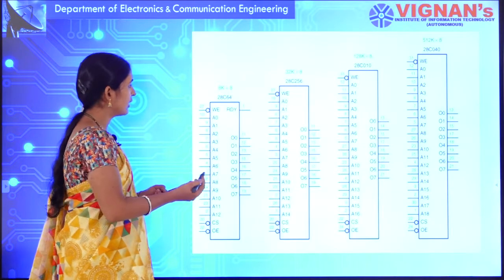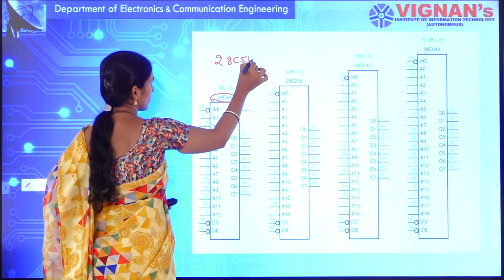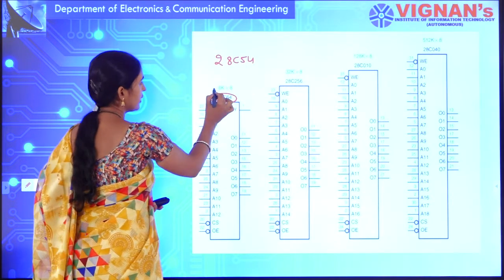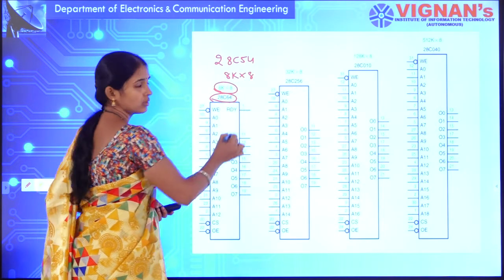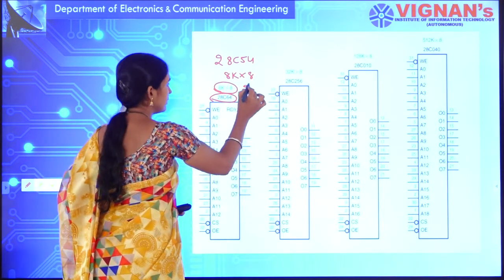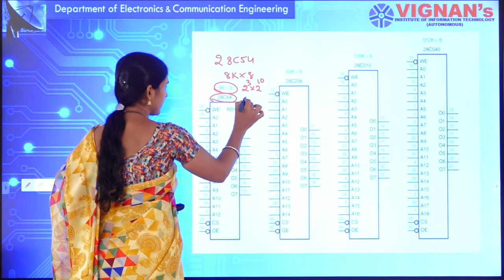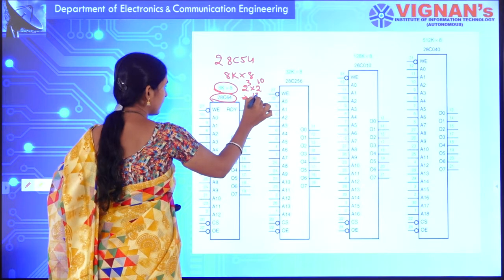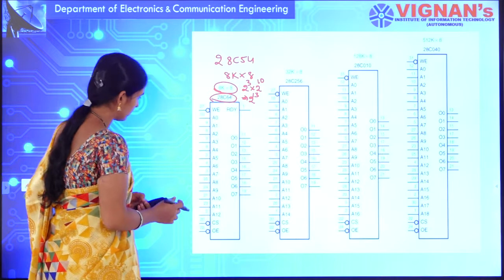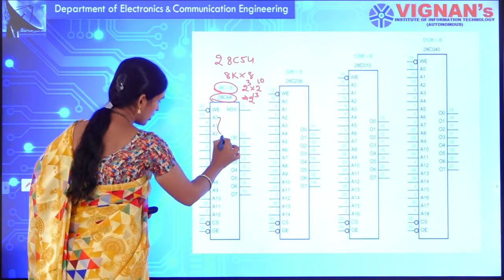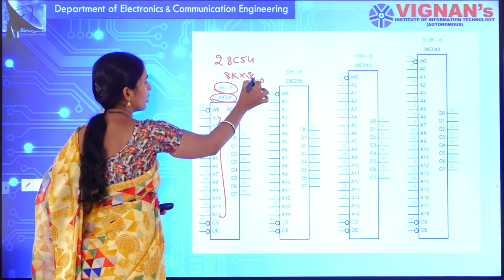Let us see these ICs. See here, 28C54 is one RAM. Here, if you see 8K by 8, in the sense what? 2 power 3 into 2 power 10, since kilo means 2 power 10, that means it will have 2 power 13, so you will have 13 address lines. See A0 to A12, there are 13 address lines with 8 outputs.